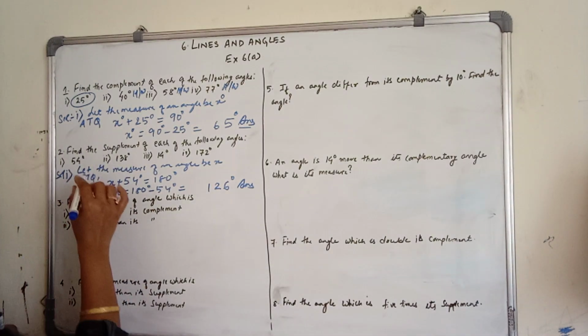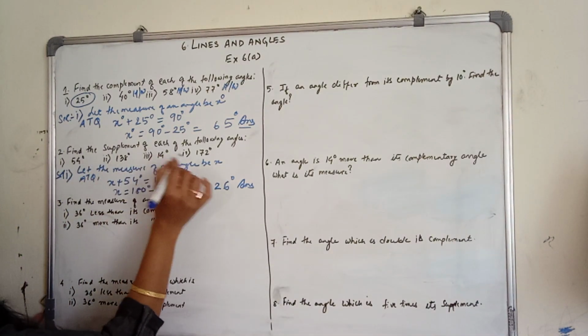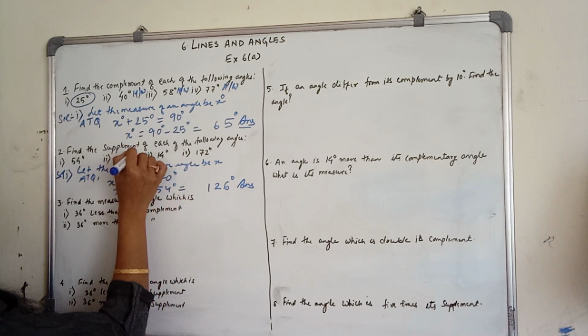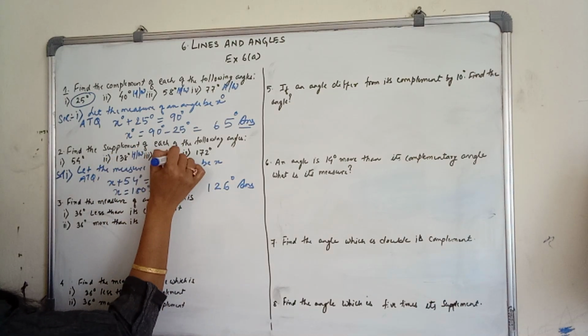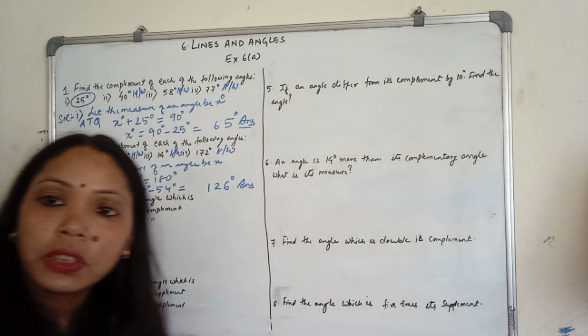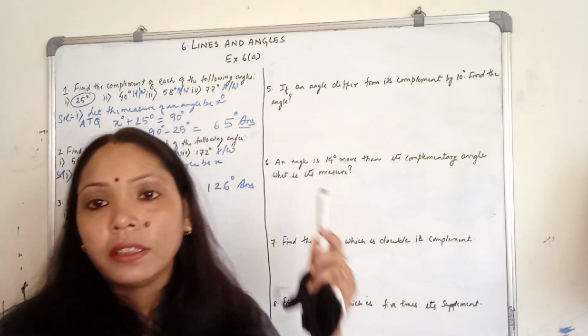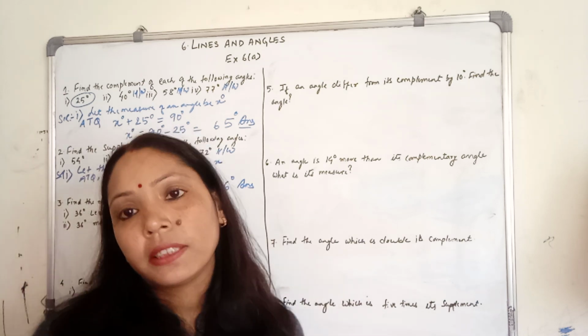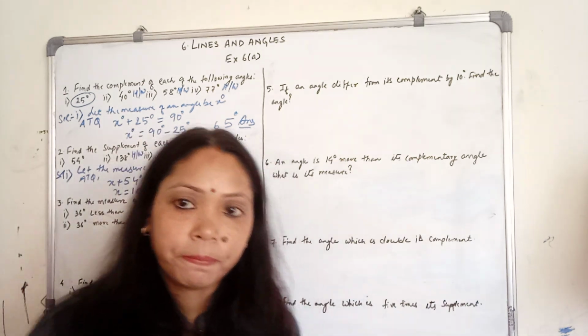Now in the same way you have to solve 2, 3 and 4. So take this as homework. Homework: you try yourself, this one. Very easy. Just take the sum, in the first case 90 degrees and in the second case 180 degrees.